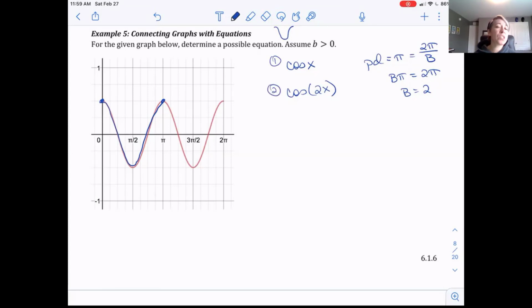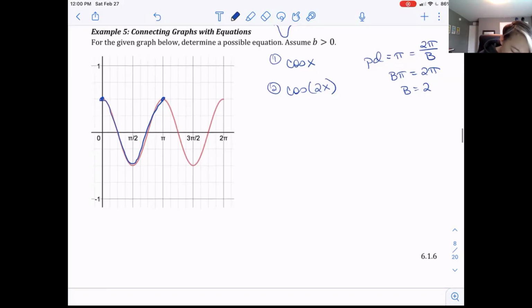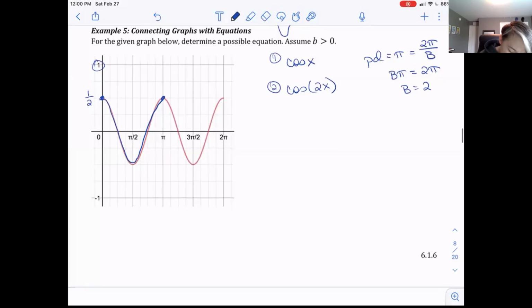Because we chose cosine, there's no left or right shift. So we don't have to worry about a c over b or the x plus or minus something. It doesn't shift left or right. Also, if you look, the highest point, since our 1 is up here, our highest point is a half. Our lowest point is a -1/2, which means it wasn't shifted up and down either. So there's no d value.